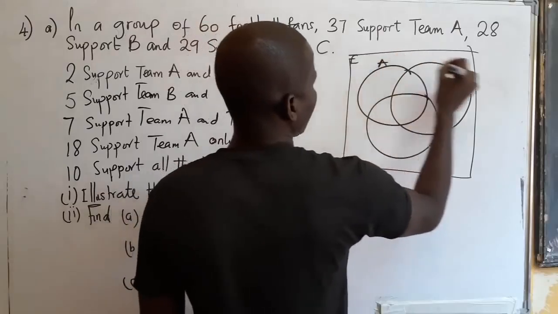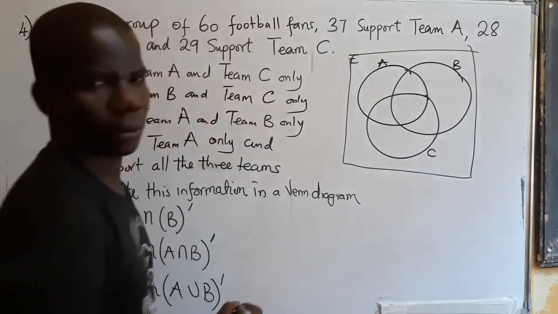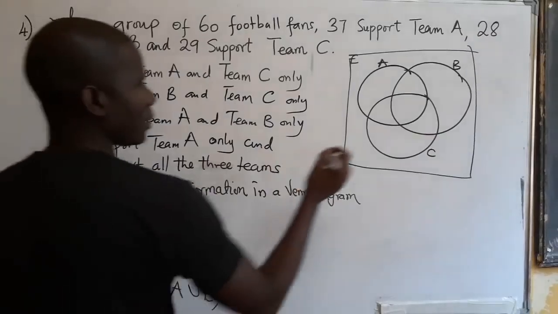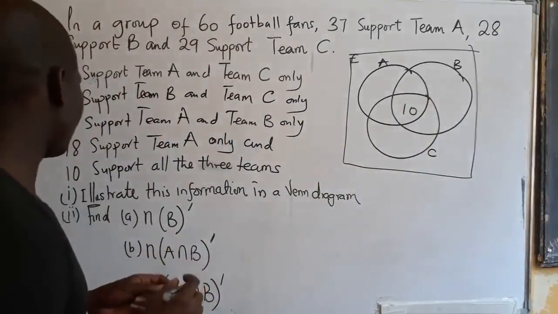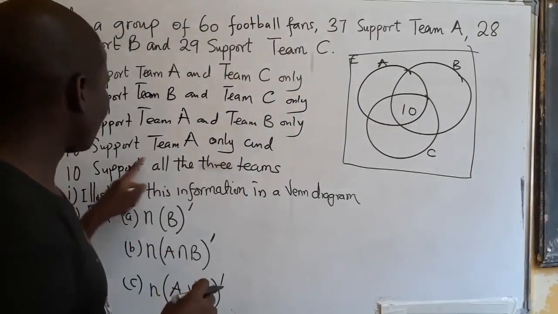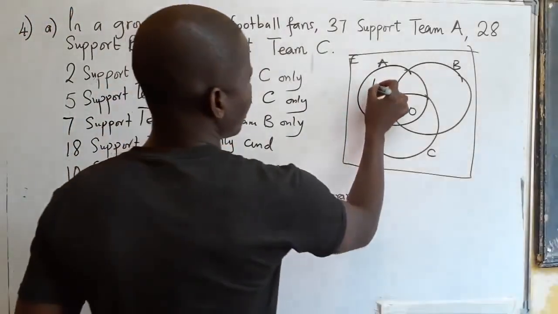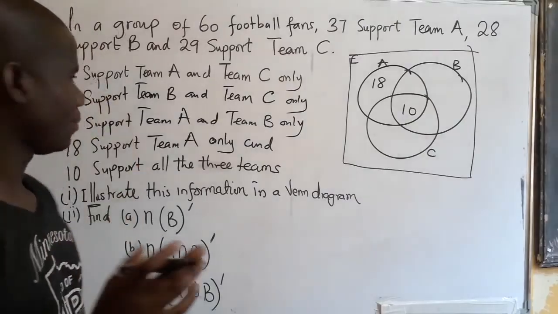Universal team A, team B, team C. As you may be aware, we always start with the middle one, 10, which supports all three teams. Then 18 supports team A only. Because of the word only, we're going to write it here as it is.